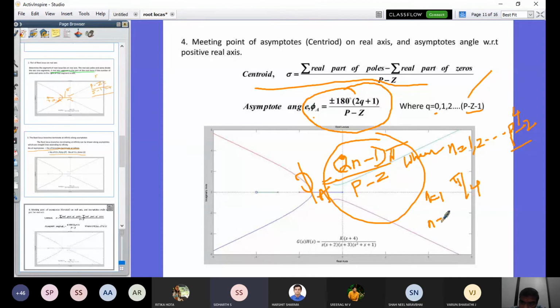Suppose n is equal to 2. It is 3π by 4. N is equal to 3, it is 5π by 4. N is equal to 4, it is 7π by 4. What is the answer you will get?